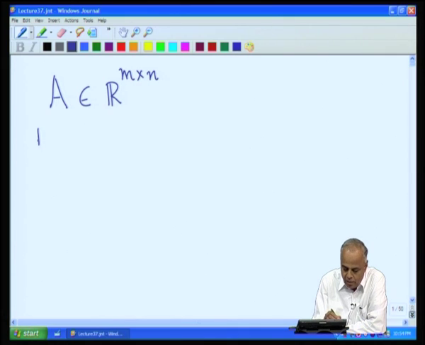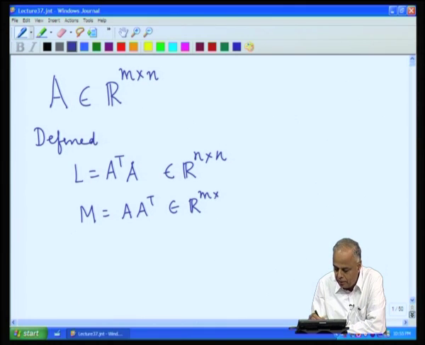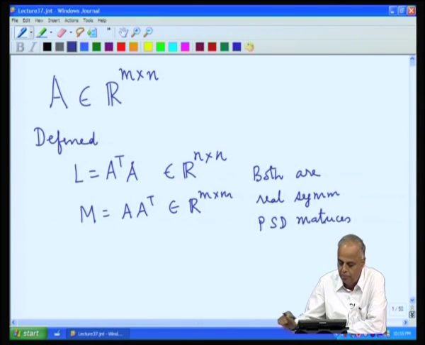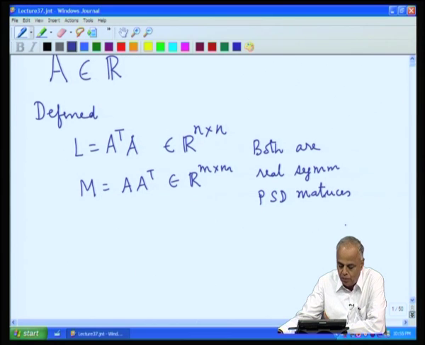Then connected with that we defined 2 square matrices, one L equal to A transpose A, which is an n by n square matrix, and M equal to A A transpose, which is an m by m square matrix. Both are real symmetric positive semi-definite matrices. This we saw last time. So, associated with a given m by n real matrix, we define 2 positive semi-definite real matrices. One was n by n, the other one was m by m.